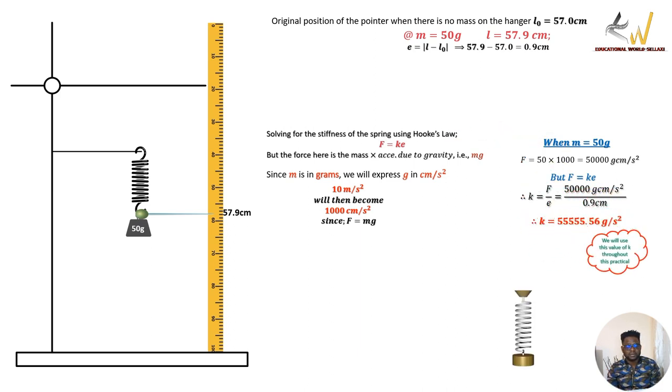The value of our spring constant is 55555.56 gram per second square. So this value is a constant, and we are going to use it throughout this experiment.